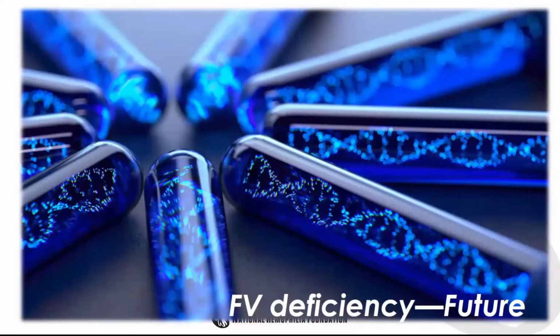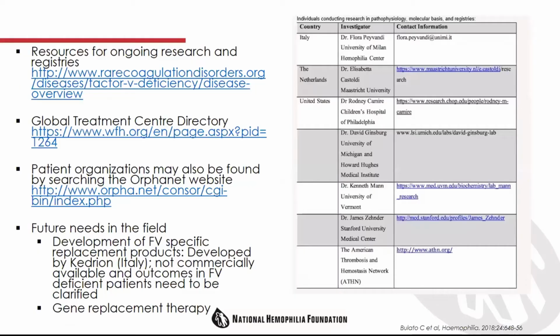So what do we have in store in the future? As I've mentioned, factor V deficiency is unique in the fact that we do not have a replacement product available. Development of factor V specific replacement products is extremely important and are being developed by Kedrion. Gene replacement therapy may be in the future, but at present, we do not have anything to offer in terms of gene replacement.